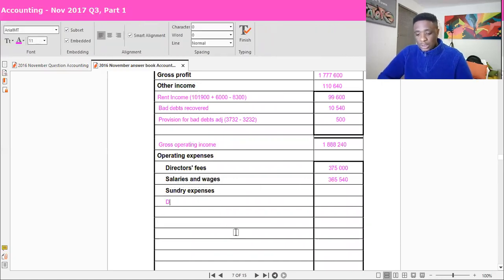So depreciation is going to be 124,260. We're going to subtract the 6,300, and then we're going to add the 5,040, and that will give us a depreciation amount of 123,000. Cool. That's it for depreciation.